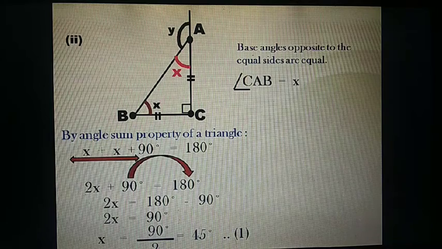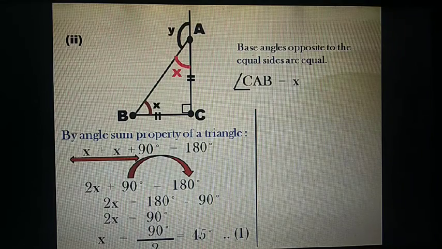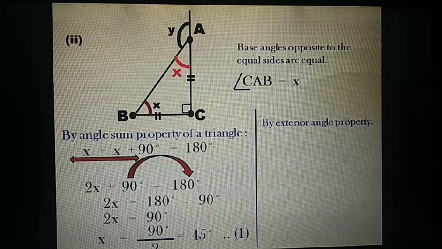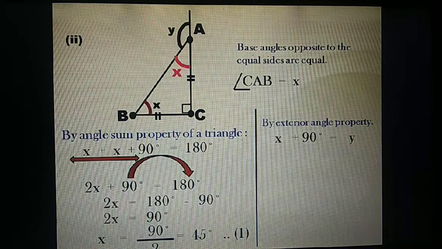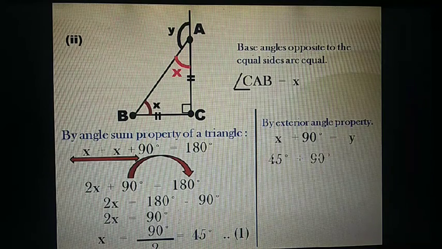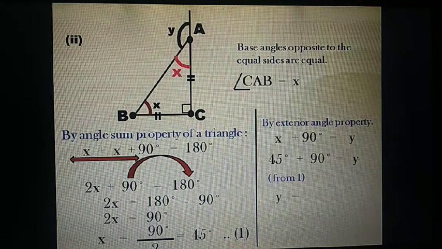Now, to calculate y, here either you will use the exterior angle property or the linear pair property. I am using the exterior angle property, which means y should be equal to the interior opposite angle sum. Replacing x by 45 degrees from 1, you will get y as 135 degrees.